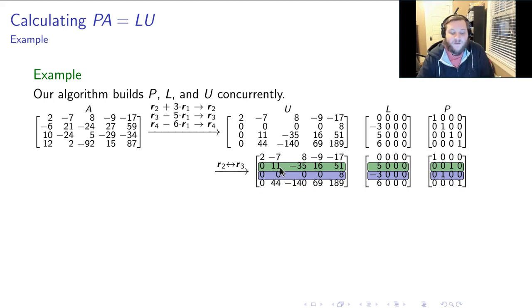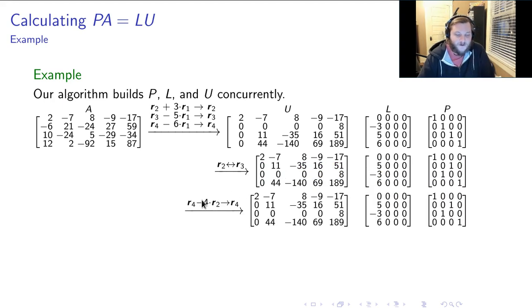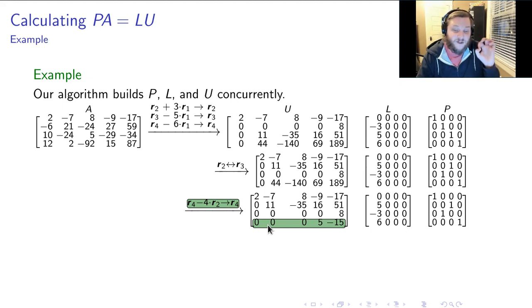Great. So now I have a pivot position in the 2, 2 location of my U, but I need to eliminate all of the entries below this pivot, so I need to change row 4 here. The right way to do this is to take row 4 and subtract 4 times row 2. So now I have row 4 minus 4 row 2, and that will get rid of the 44 in the 4, 2 position. I've used an elimination step, so that means I'm going to insert the negation of my multiplier in the appropriate position of L.